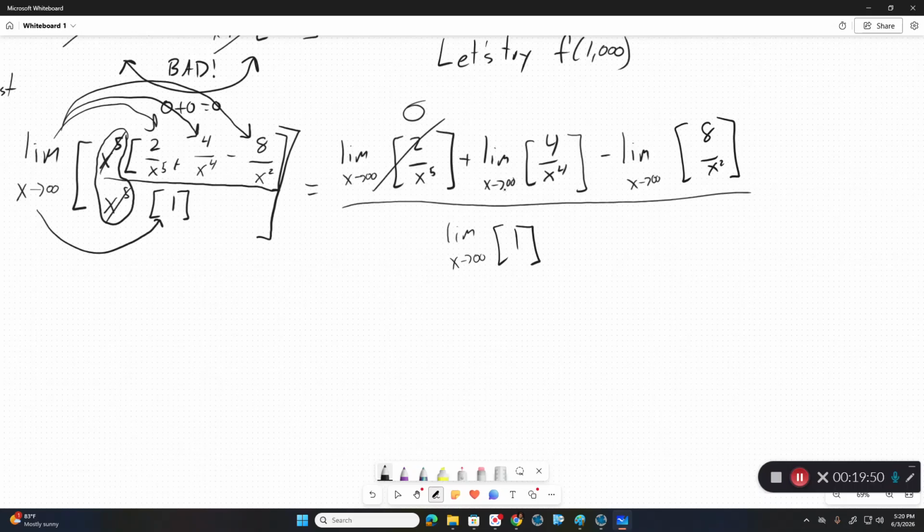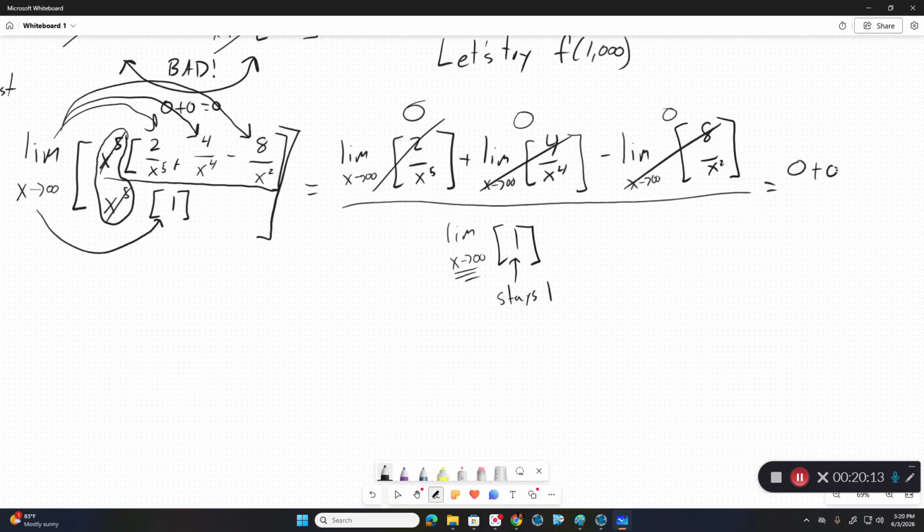As x gets larger and larger, the denominator gets larger and larger. This term goes to 0. And as x goes larger and larger, the denominator gets larger. This term goes to 0. So we have 0 on top. That's not an issue. The issue is if we have 0 on the bottom. But as x gets larger and larger, it just stays 1.